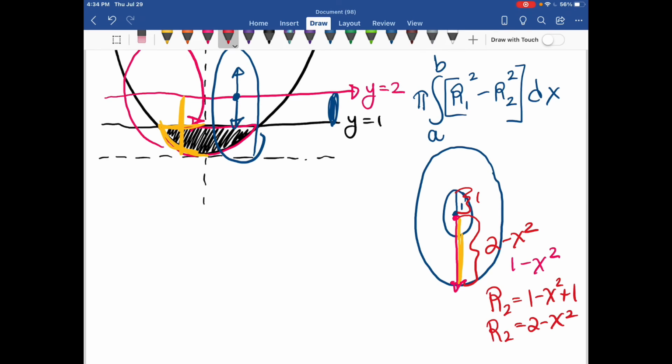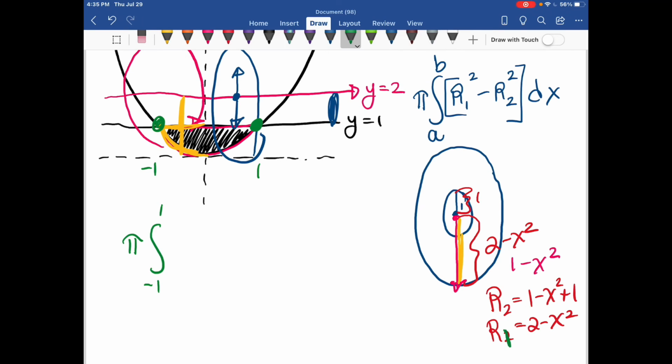So now I've got to figure out what interval that's on. I'm looking at where the regions cross, or I'm looking to see where the intersection points are of these two curves, and it intersects at 1 and -1. So I'm going to integrate this from -1 to 1. I have my pi out here. I'm going to take my outer radius.